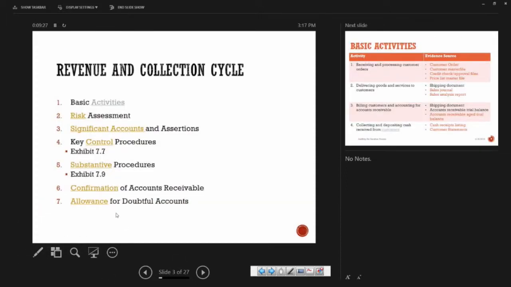Those are the basic activities. Are there any activities that you can think of associated with sales that I didn't show up there? Returns? Right, I didn't show returns up there. So you're not going to have to really focus on it. But the only reason why I didn't show returns is because I was focusing on revenue, right? And sales returns, it's part of the revenue cycle, but it's a contra revenue account. And I'll talk a little bit about sales returns when we talk about risk assessment, right? But that's the only reason.